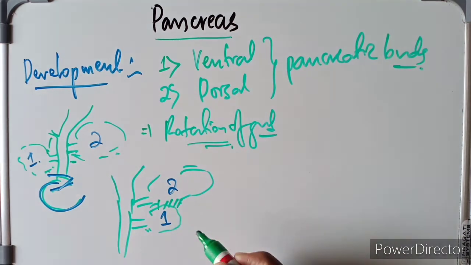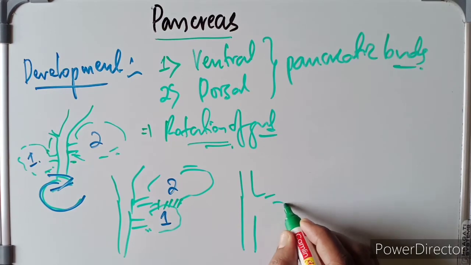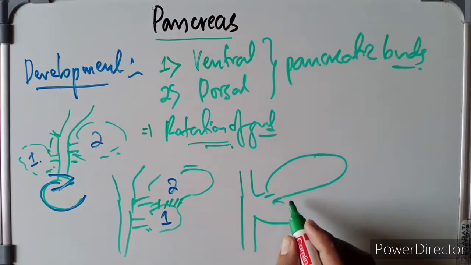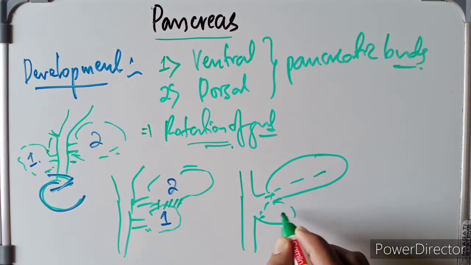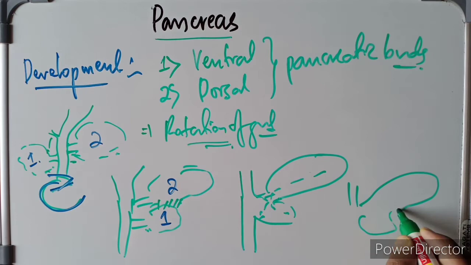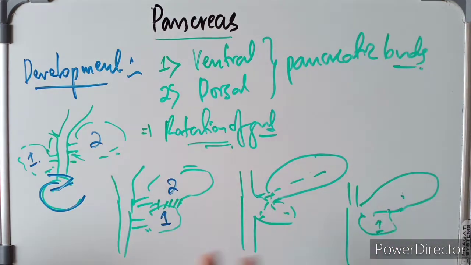and then both of them will fuse together like this. Both of them will fuse together and then their ducts will also fuse. Afterwards it will result in this complete form. The ventral pancreatic bud joins with the dorsal pancreatic bud to form the complete pancreas. This is about the development of the pancreas.